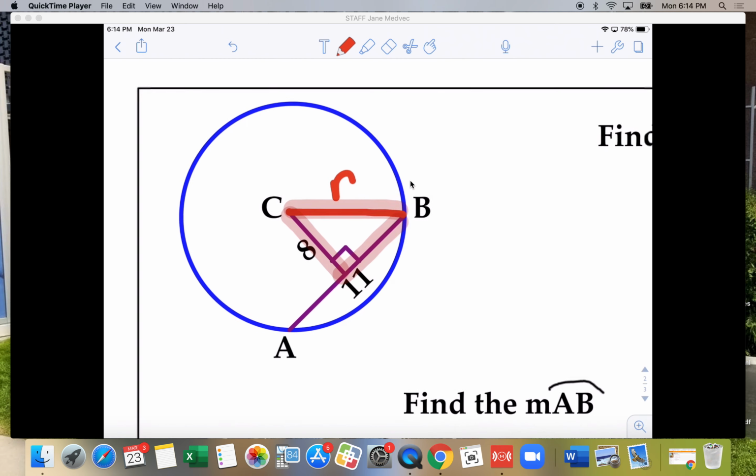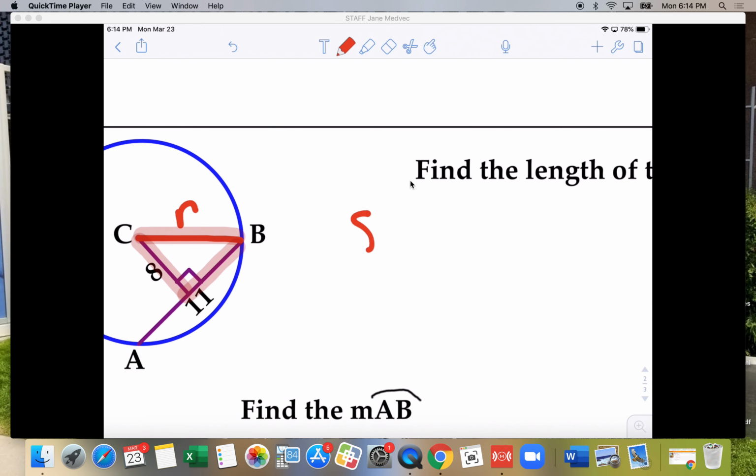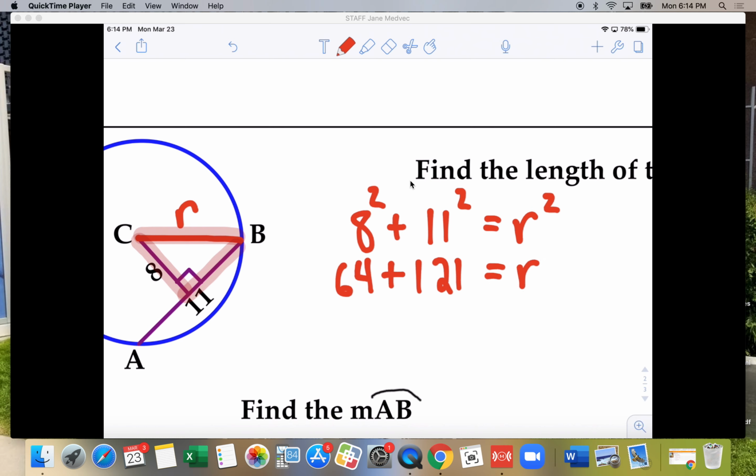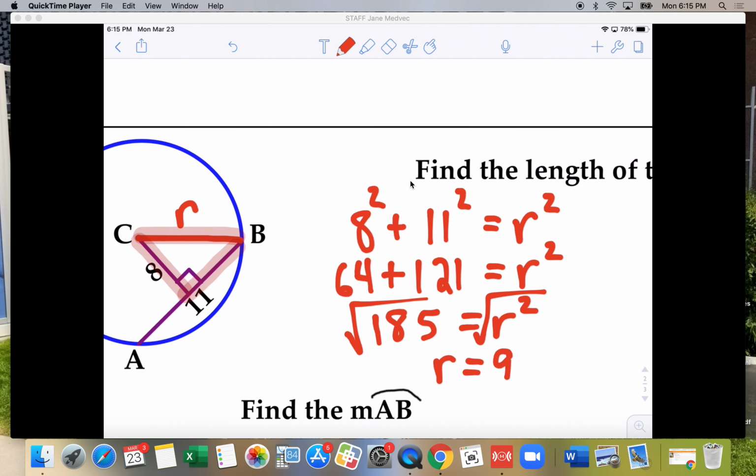So I'm going to say, okay, 8 squared plus 11 squared equals the radius squared. So 64 plus 121 equals the radius squared. I get 185 equals the radius squared. I'm going to take the square root, and I end up with the radius equaling 9.71.